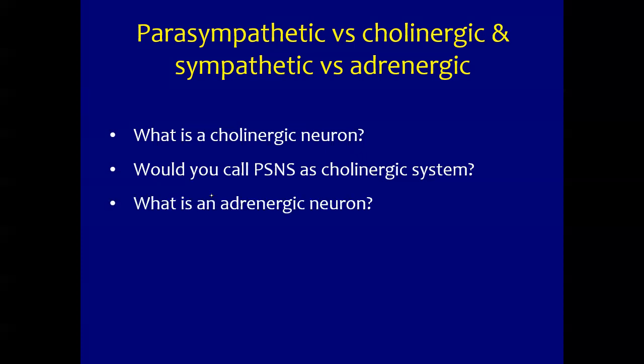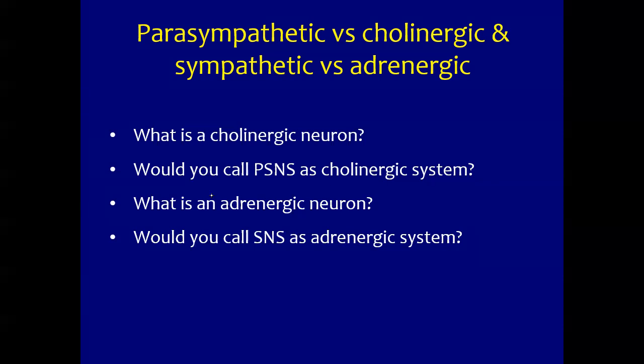What is an adrenergic neuron? The neuron which releases norepinephrine as a neurotransmitter. The next question is, would you call the sympathetic nervous system adrenergic? Most of the time it is true, but there is one exception, which is sweat glands, where sympathetic fibers are cholinergic. So that is the exception. Otherwise, it is synonymous.